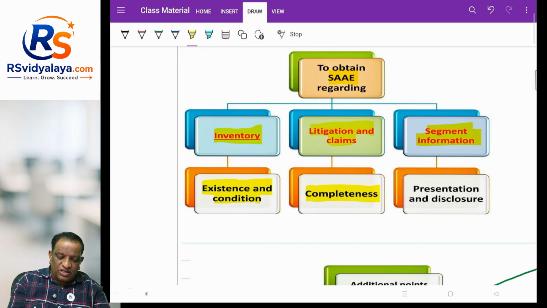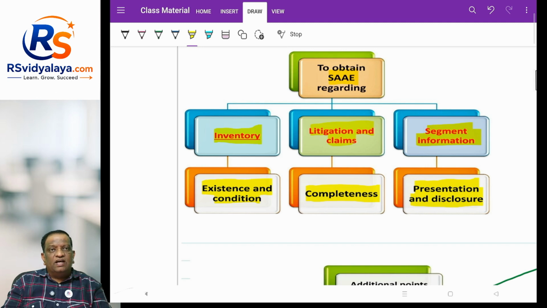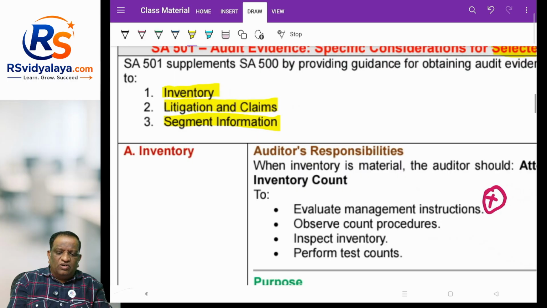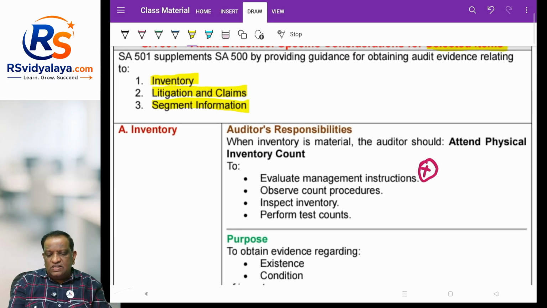So, therefore, as an auditor, how is it presented and what are the disclosures, whether they are proper and in compliance. So, these are the three selected items: inventory, litigation and claims, and segment information, and this is the objective of it. This is a small standard and an easy standard. You need not worry. There are selective questions which he is asking about it. I will get into it.